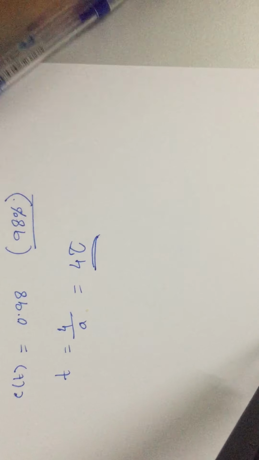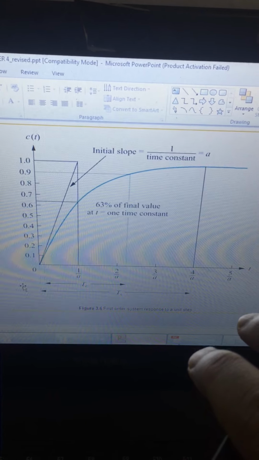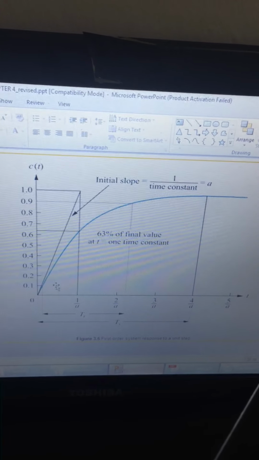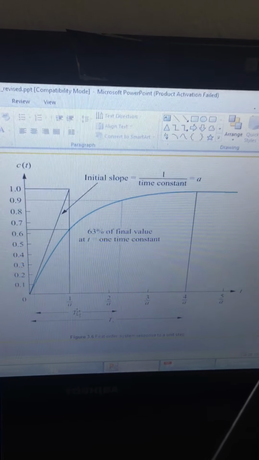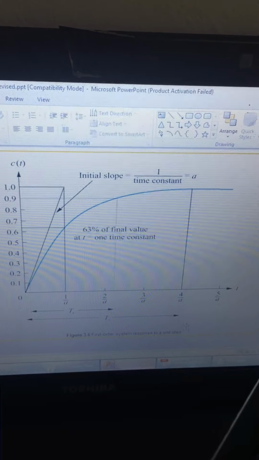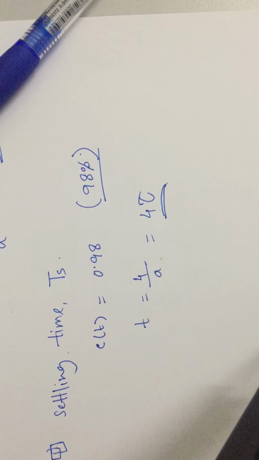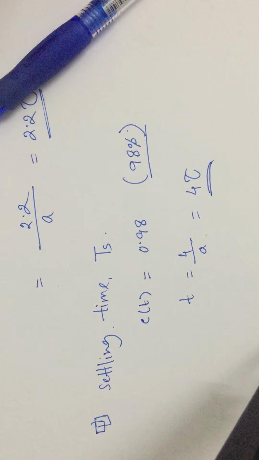Then after that we have seen all this reflected in our graph. As I said, you can see here that this is t_r, the rise time. At the same time, this is t_s, the settling time. So this is the way we have found the time constant, rise time, and settling time for the unit step function of the first order system. Okay, thank you so much.